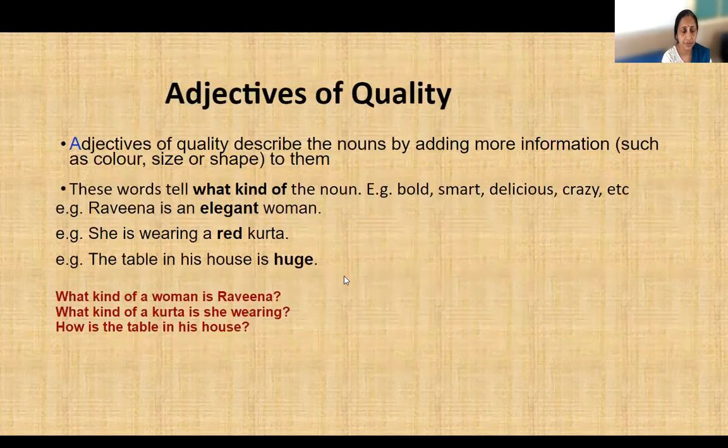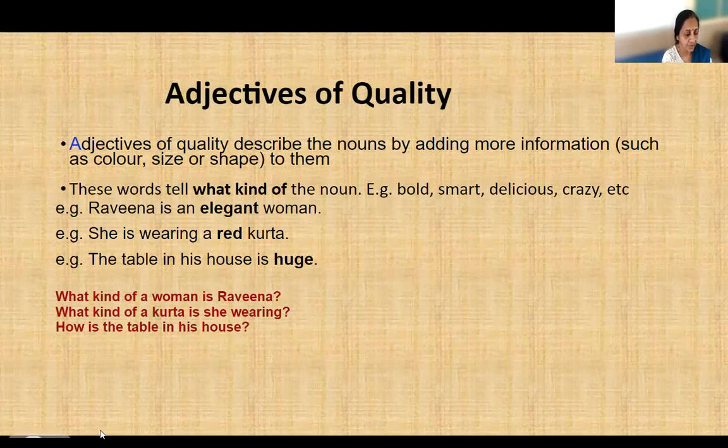Now we come to the adjective of quality. Adjectives of quality describe the nouns by adding more information like color, size, or shape to the noun. These words tell what kind of the noun we are talking about. Example, bold, smart, delicious, crazy, etc. So the example I have taken here is Ravina is an elegant woman.